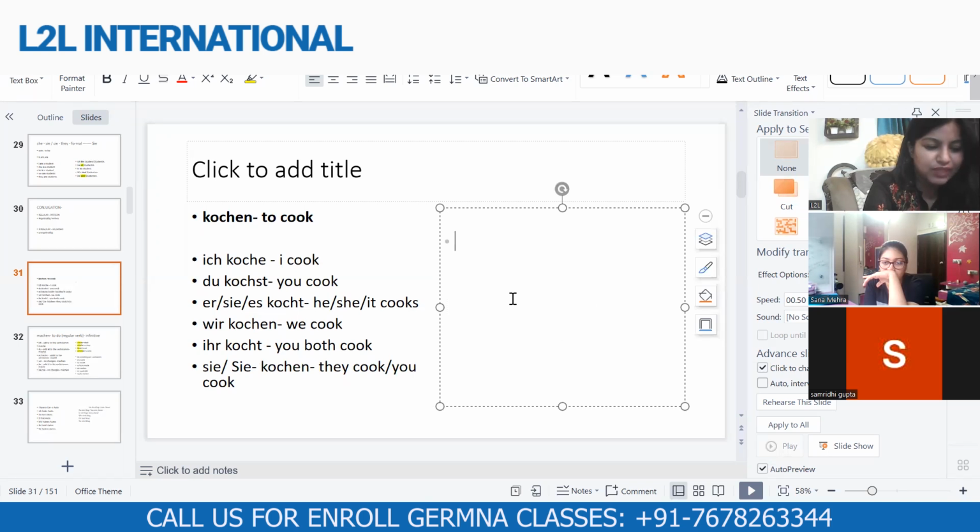My God, they are also giving me a B1 list of verbs. Why is it so? Okay, let's do it as arbeiten. Arbeiten means to work.